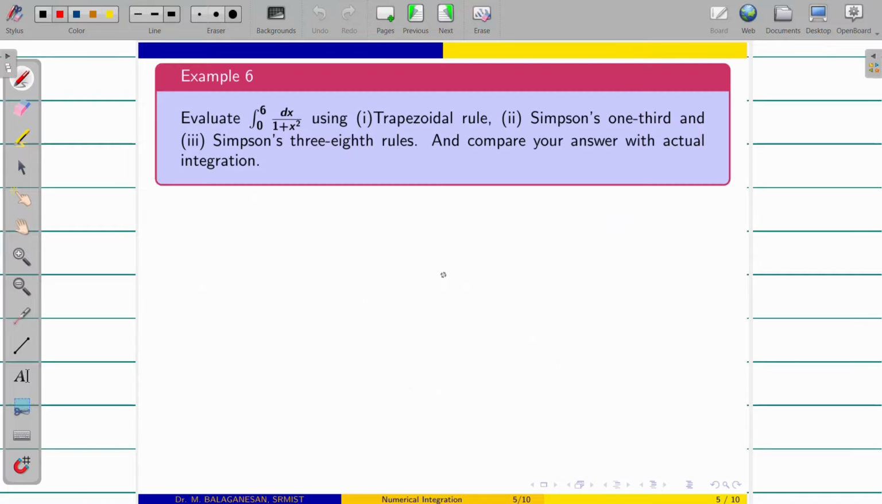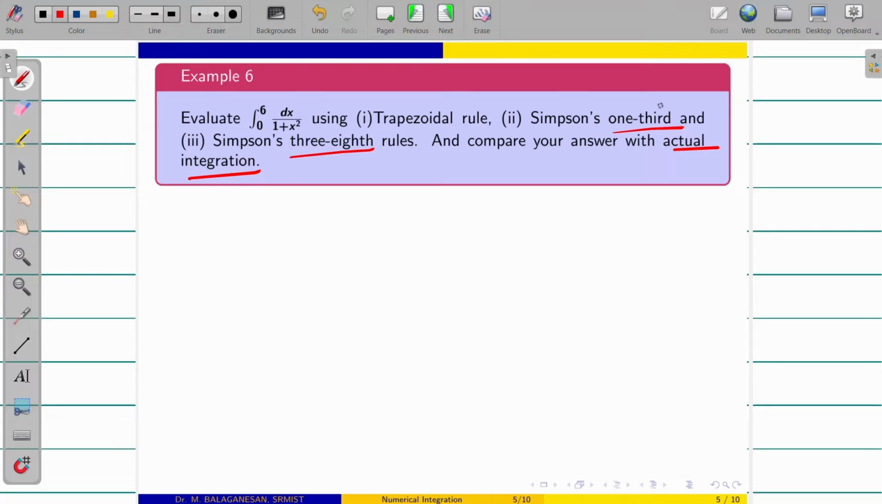Right. Come to the next problem. It's a similar kind. Integral 0 to 6 dx by 1 plus x square using trapezoidal rule, Simpson 1/3 rule, Simpson 3/8 rule, and compare your answer with the actual integration also. Look at that. They didn't specify the value of h, and they didn't specify how many subintervals we have to split here.